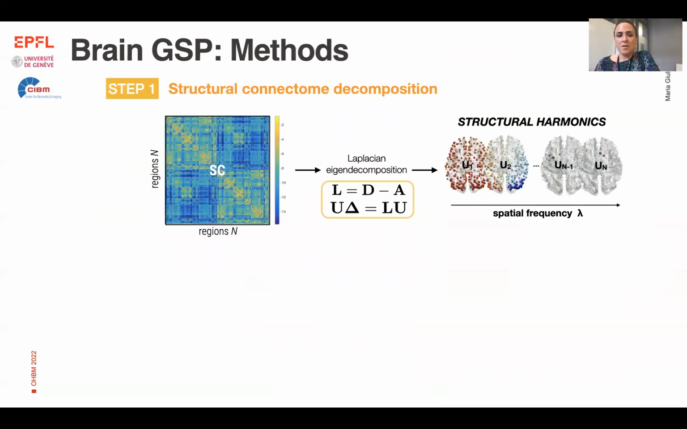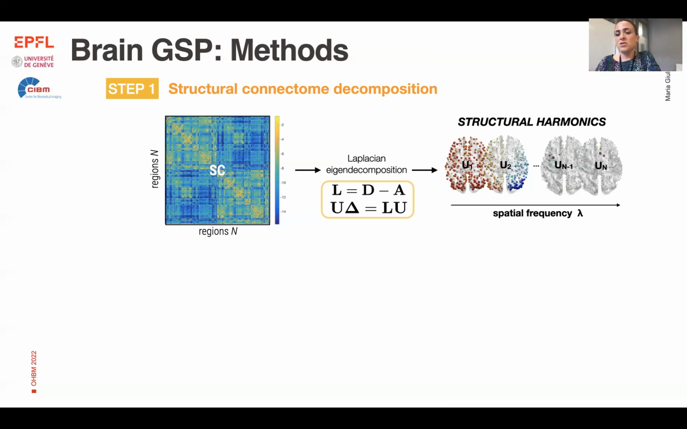So the first step of the method is the eigendecomposition of the structural connectome. So here, for example, you have a structural connectome, N regions by N regions. What we can do is eigendecomposing the Laplacian in order to obtain structural harmonics, which are represented by the eigenvectors of, in this case, the Laplacian, or it can be the adjacency matrix, for example. So in parallel to what Katarina presented about functional harmonics, these have more or less the same meaning, but they don't come from the functional connectome, but from the structural one. So they contain information about how the brain is wired.